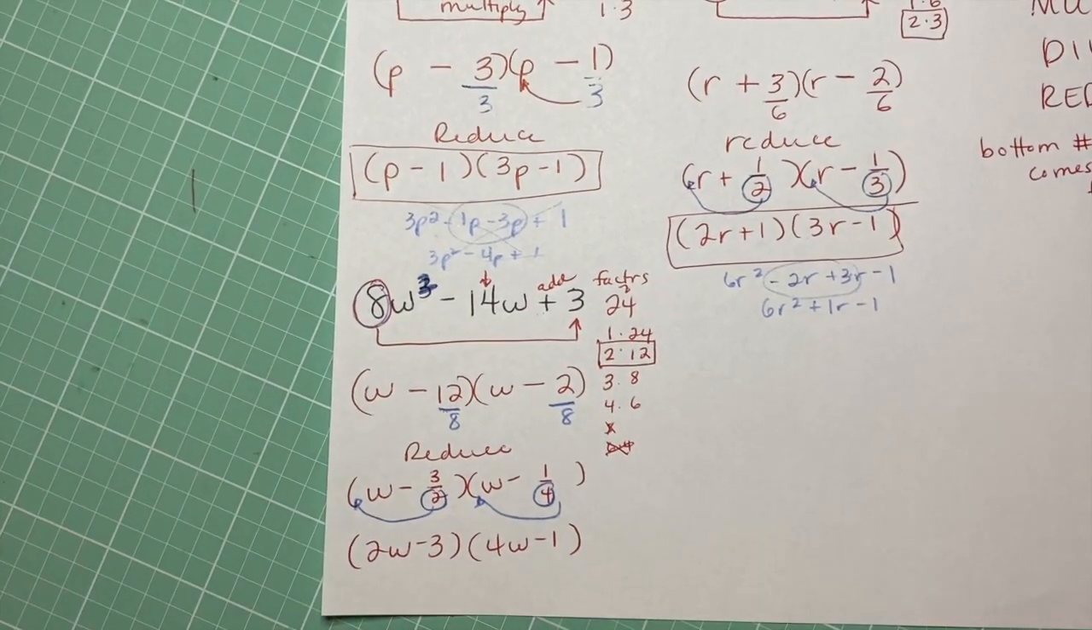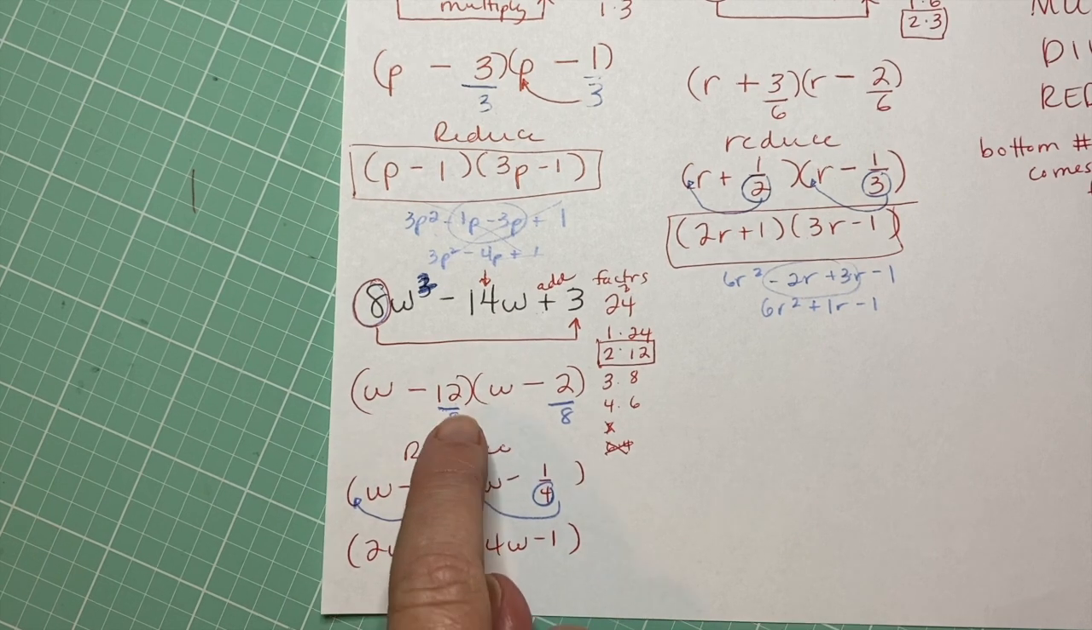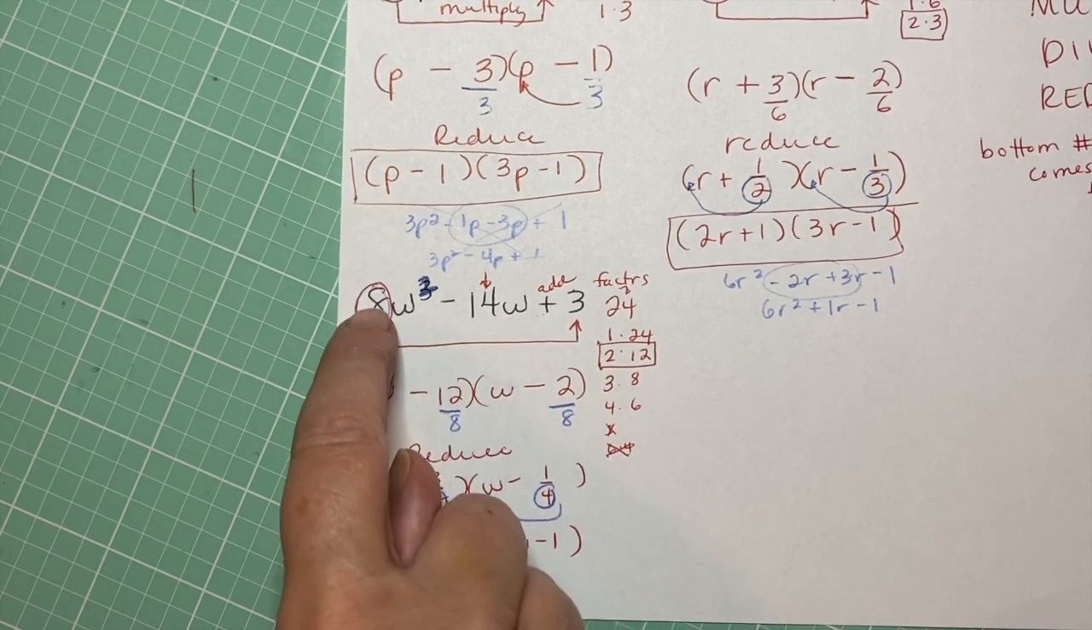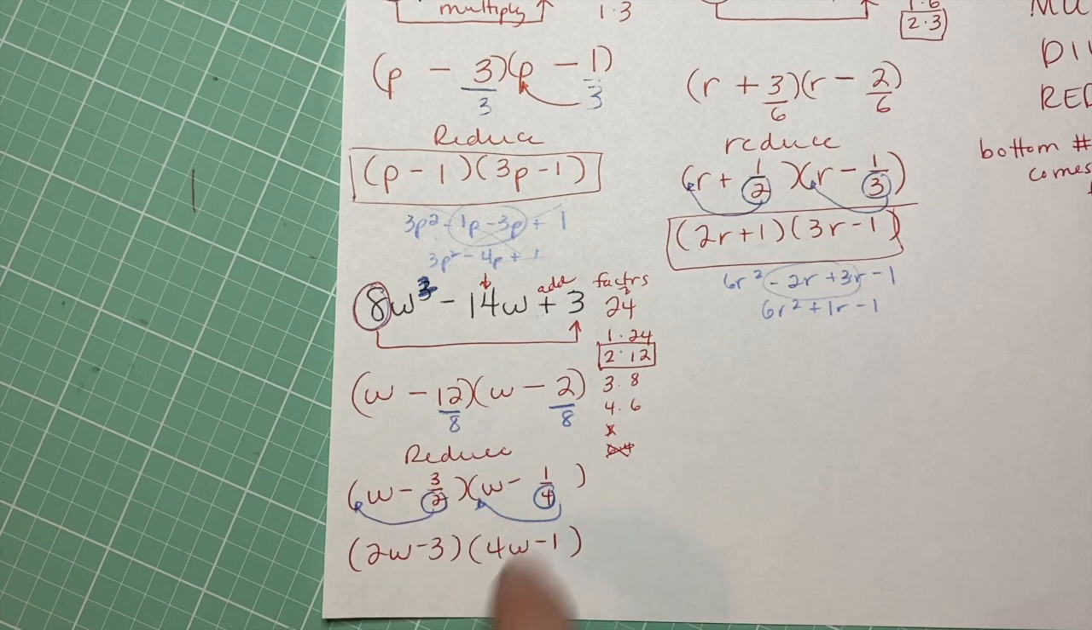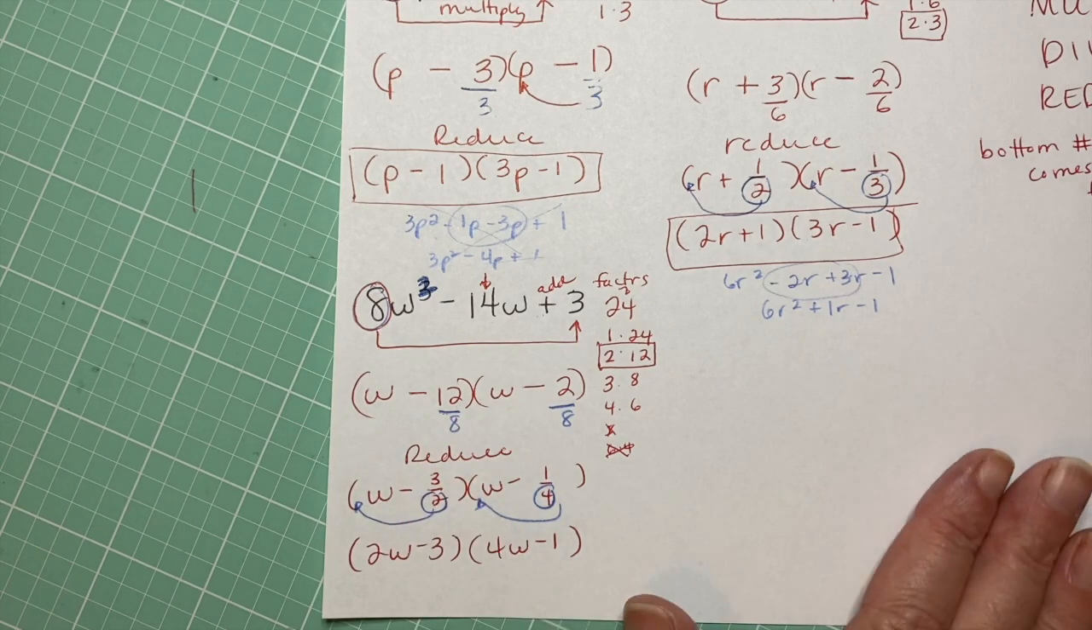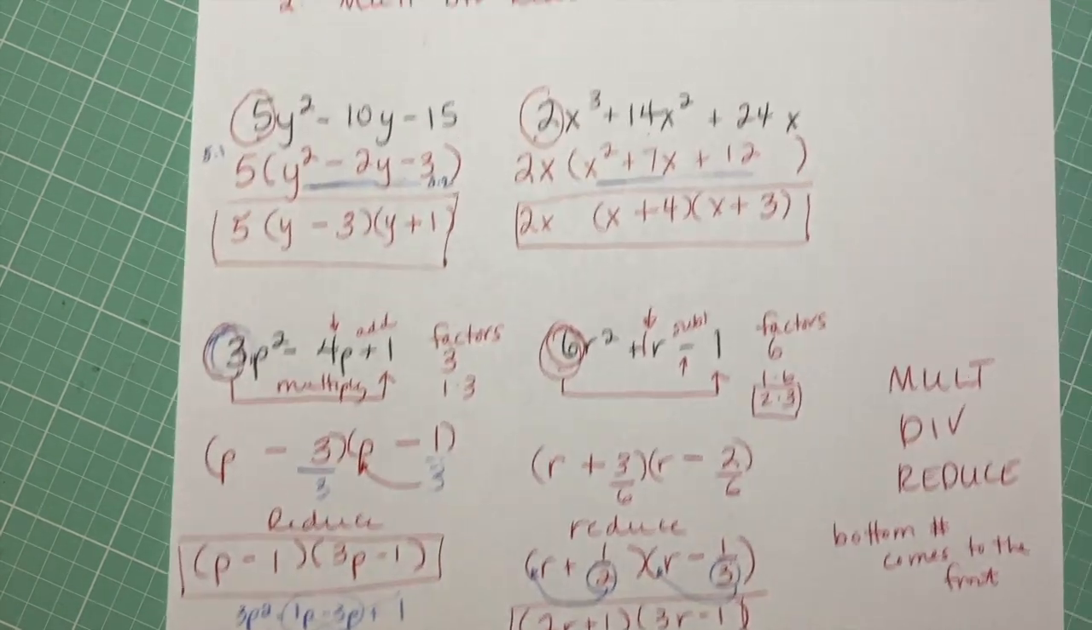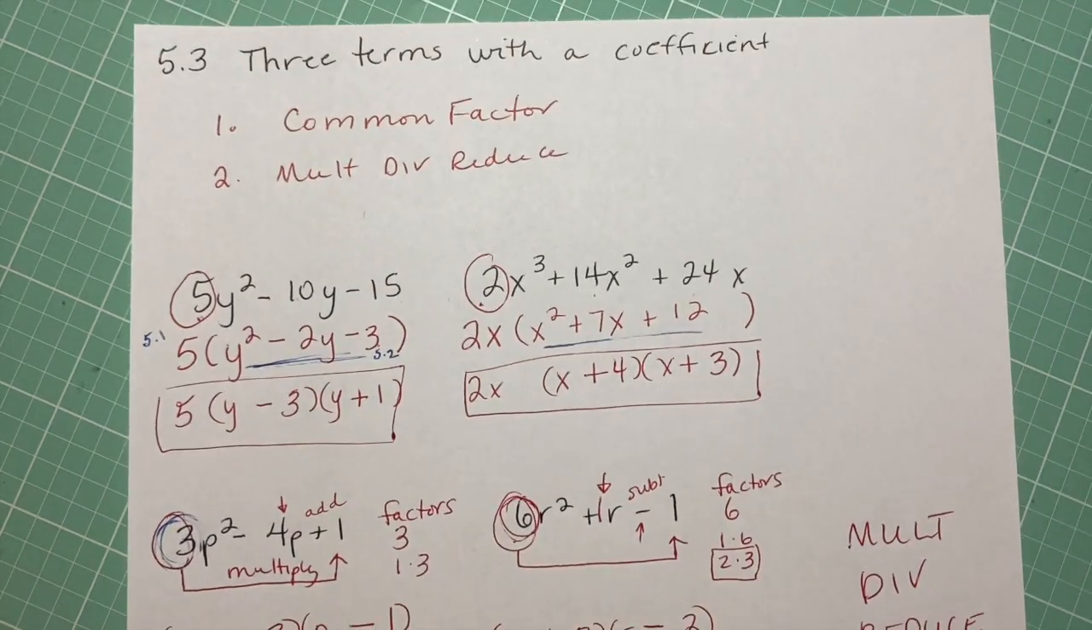And again, you can multiply that back out to make sure that it works. So do check your answers, especially on your test. If you made a mistake, it's usually in reducing. Either you divided by the wrong number, so remember you divide by the number in front, and then just be sure you reduced your fractions. And if you didn't, that's usually the problem there. So this is multiplying 3 terms with a coefficient.